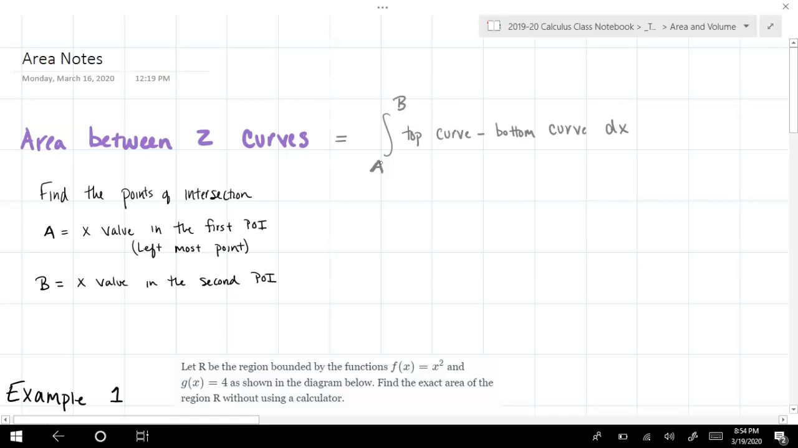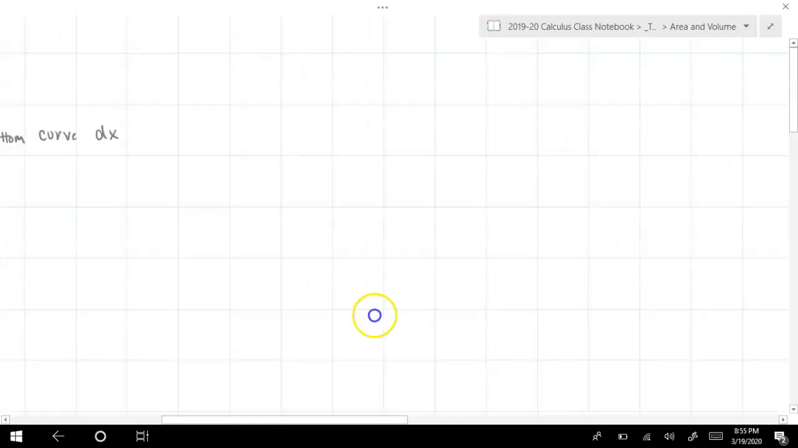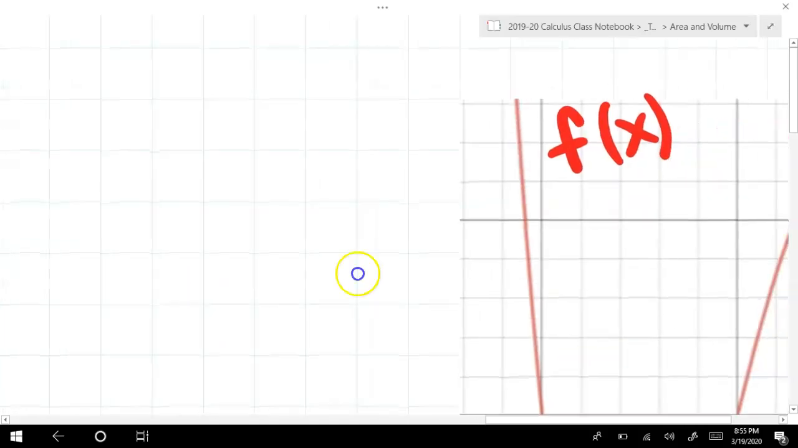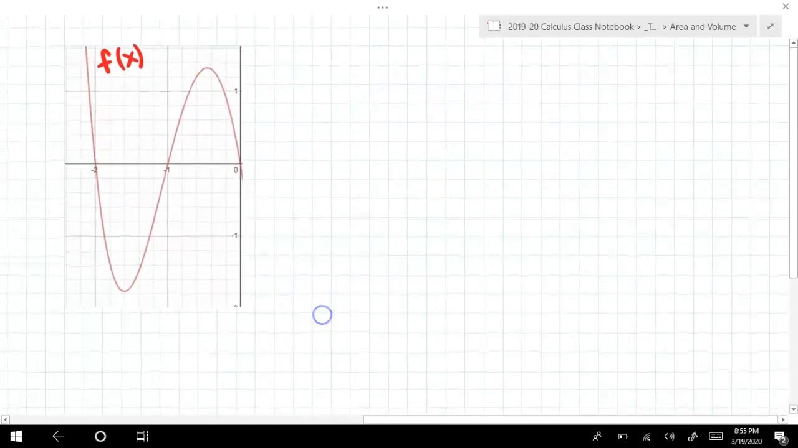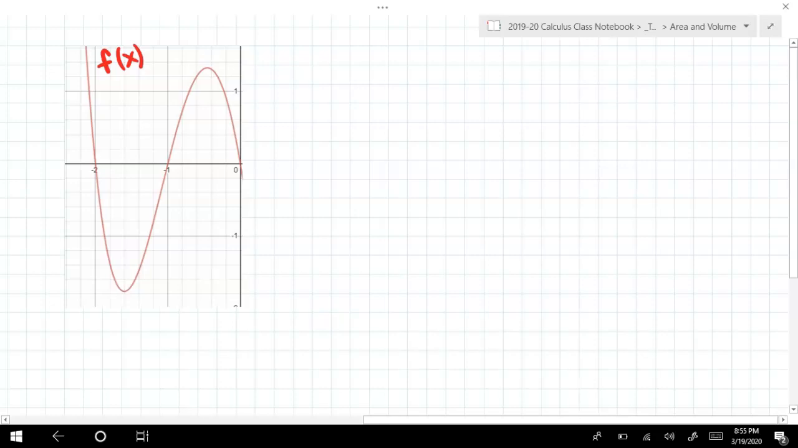As we look at the region from left to right, one of the functions will be above the other function over the whole region, not over the whole domain, but over the whole region that we're calculating the area of. Now, I want to show you something that's not part of your notes, so just watch. This sounds like new information, and it's really not. We've been calculating area using integrals.